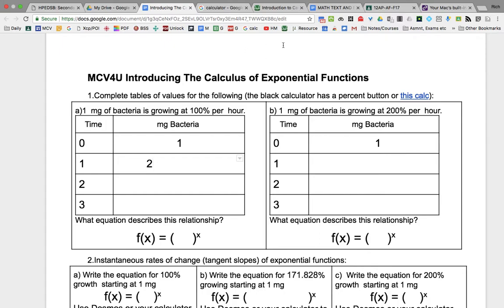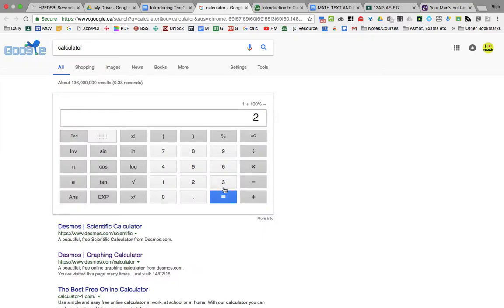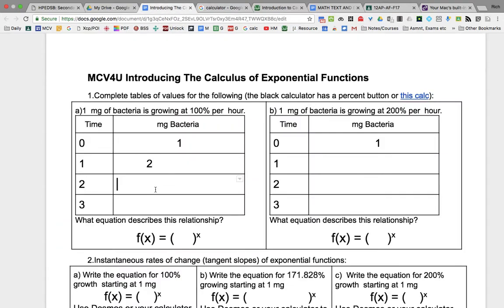And then let's go back and go to here again and go 2 plus 100% again. So adding 100% is 4. So now you can go back in and fill in that that's 4 right there. Okay, so you can see the pattern we've got going here: 1, then 2, then 4, and you're going to have to come up with an equation for that.